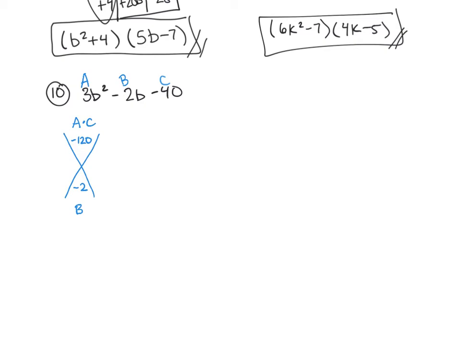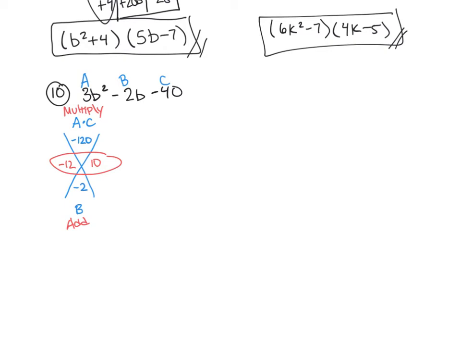Now what we're going to do is look for 2 numbers that multiply to negative 20 and add to negative 2. Feel free to use some guess and check in your calculator, but I can let you know right now that these 2 numbers are going to be negative 12 and 10.